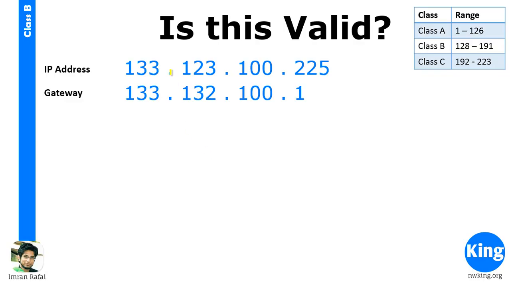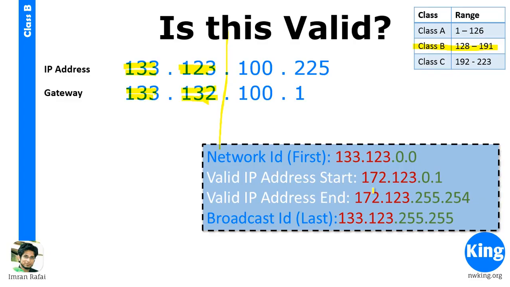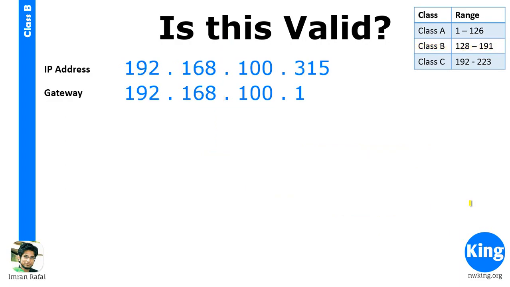First we look at the first octet. So we see 133, and 133 is class B. If it is class B, this is the division. So if this is the division, this part has to be the same with the gateway. Is it the same with the gateway? No, the gateway is in a different network, so it is wrong. So if you see, this is the first ID, this is the last ID, or the network ID and the broadcast ID, and the valid IP addresses are between these ranges, but our gateway is wrong and it is not valid. Brilliant.